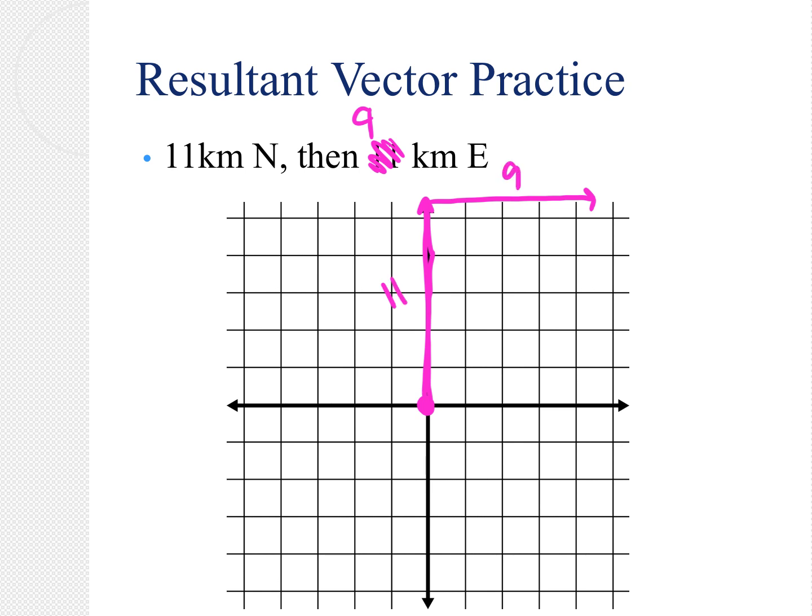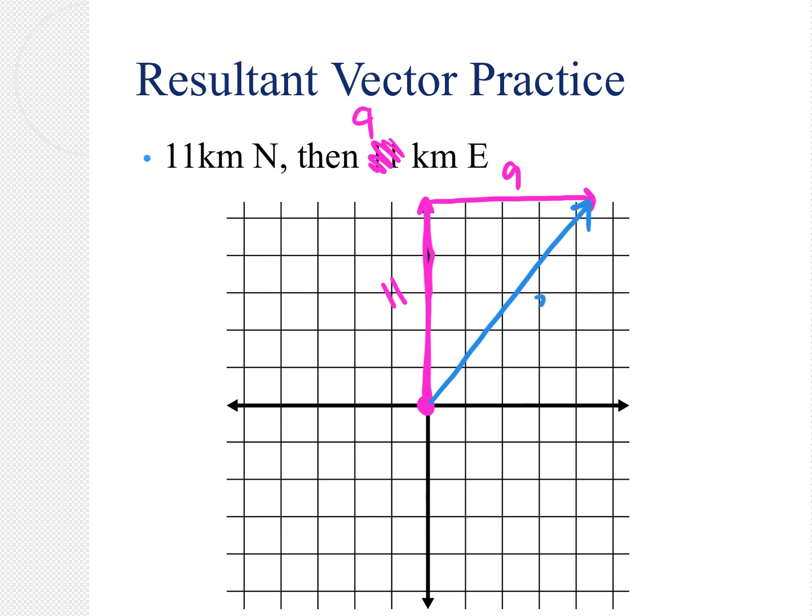Okay, so I want to find the resultant vector of this problem. So we're going to take our resultant vector and we're going to add it from the origin to the tip of the final vector. Okay, these are displacement vectors, which means they must have what two things? Magnitude and direction. They have to have magnitude and direction. So let's be thinking about that while we're working through this.